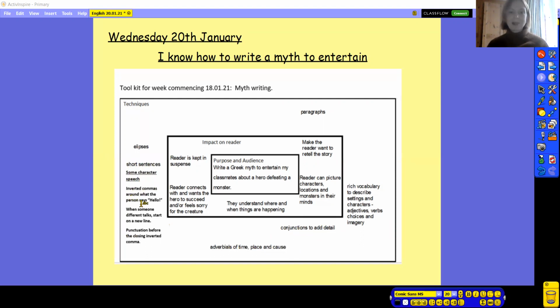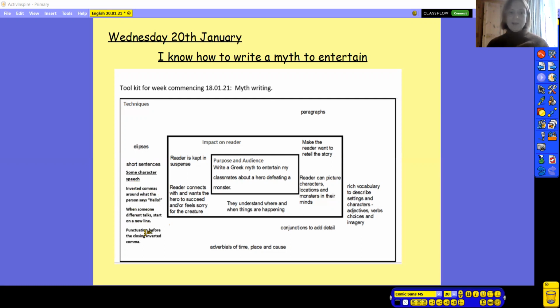Now underneath it, I put down how you actually write direct speech. So 3 things. The first thing you need are inverted commas, speech marks, around what the person says. And there's my example. You've got my speech mark, and it says hello. Then you've got my exclamation mark. And after that, you've got another speech mark or inverted commas.